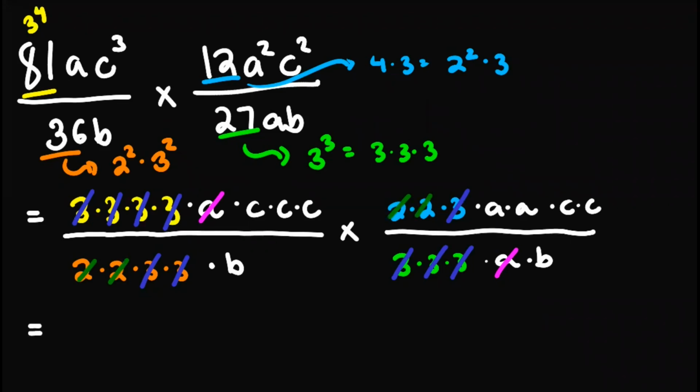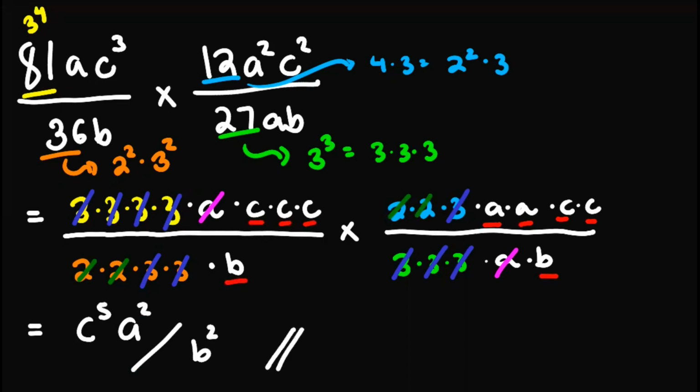So we are left with 1, 2, 3, 5 c's here. So we have c raised to 5. We have 2 a's here, so we have a squared all over the denominator. We have 2 b's, so we have b squared in the denominator. And this is our answer.